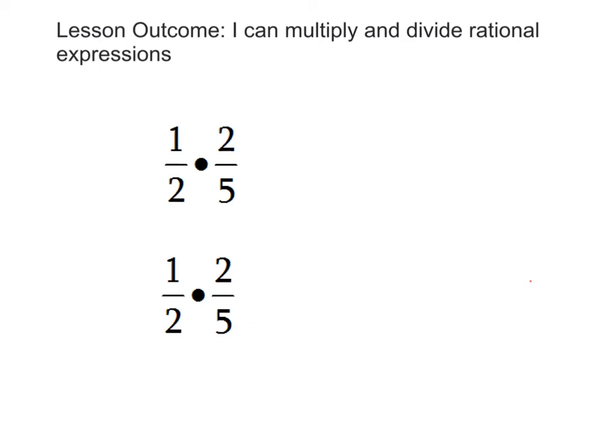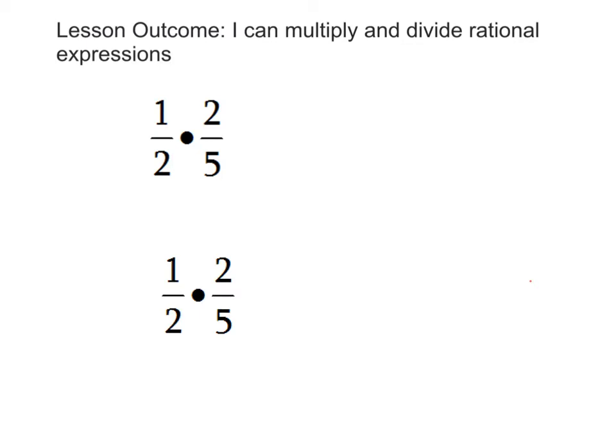The lesson outcome for this video is, I can multiply and divide rational expressions. Before we look at one that's a little bit more complicated, we're going to look at a good old fraction times a fraction, and that is multiplying rational expressions, because this is a polynomial over a polynomial, which makes it a rational expression, and we're multiplying it by another fraction, which is a rational expression. So technically this is an example of the outcome, however, it is a simplified version.